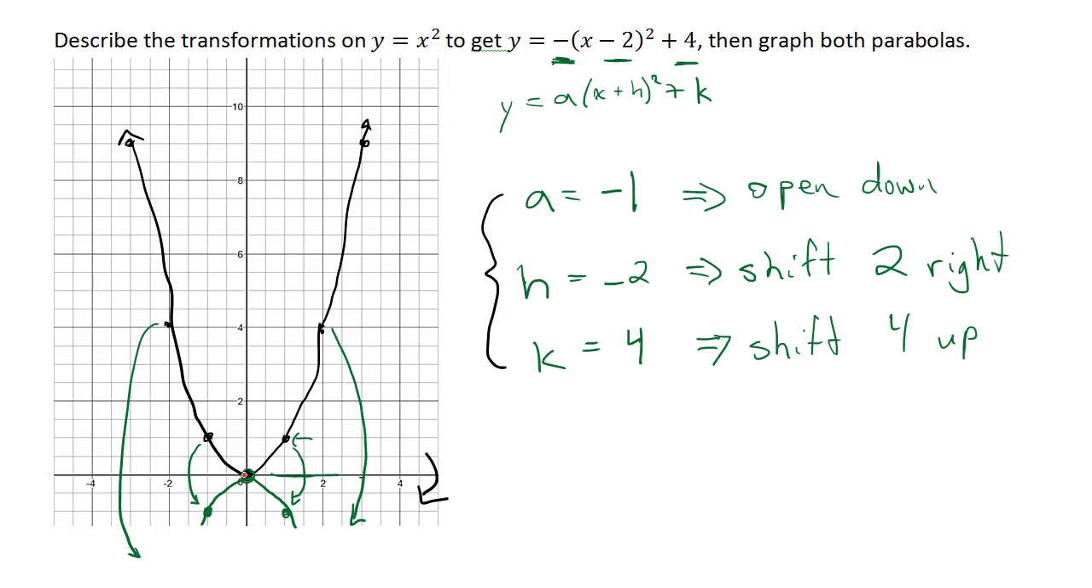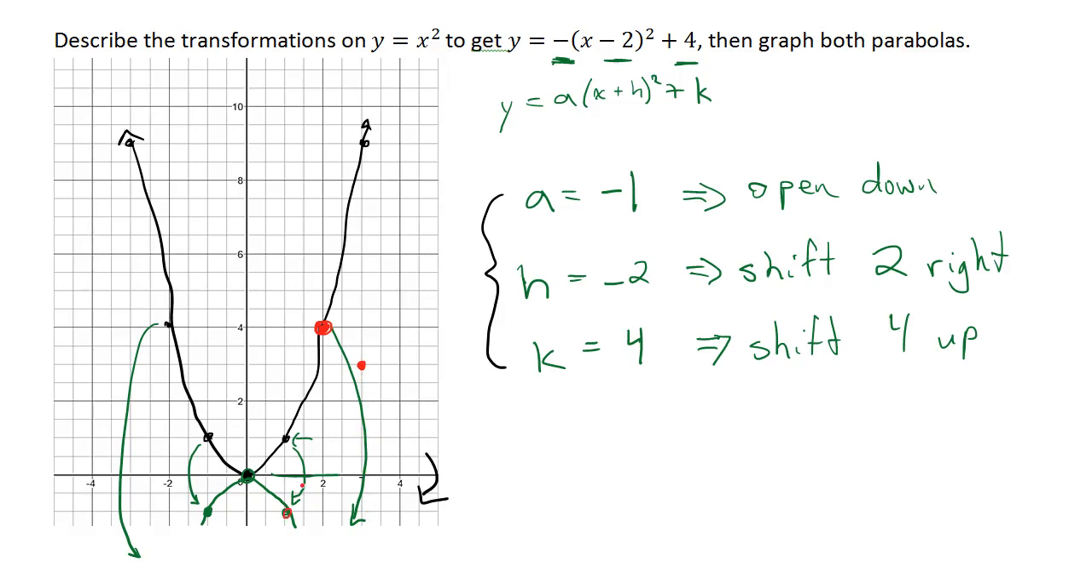So let's look at this original point. Okay, so it got flipped down. It's still where it is. We need to go 2 to the right, 1, 2, and 4 up. 1, 2, 3, 4. So our original point right here got flipped over, 2 to the right, and 4 up. This point got flipped over. Now it has to go 2 to the right, 1, 2, and it has to go 4 up. 1, 2, 3, 4.